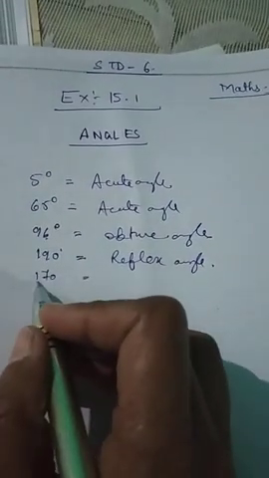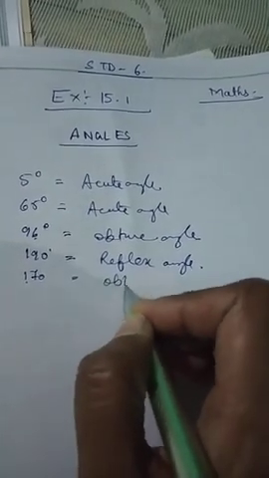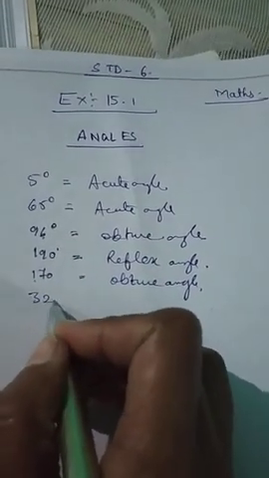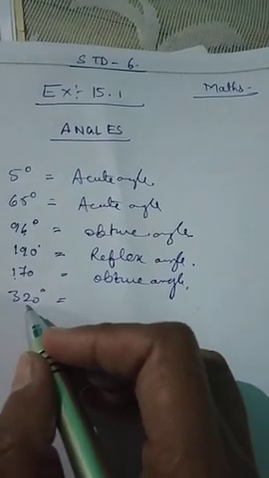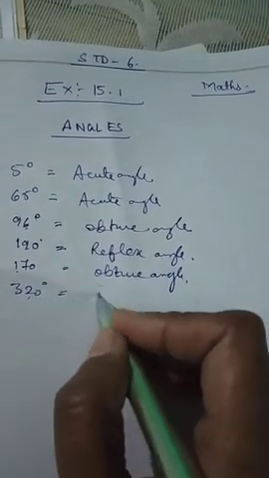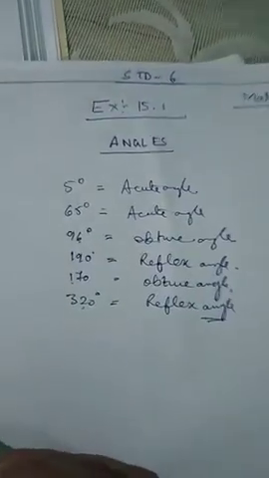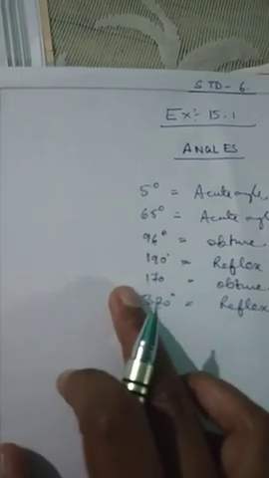170, it is less than 180. So more than 90 and less than 180 is an obtuse angle. Okay. And 320 degree means it is more than 180 but less than 360. So it is a reflex angle. Okay. Any doubt? If you have doubts, see the introduction video again. Okay. Now question number 3.